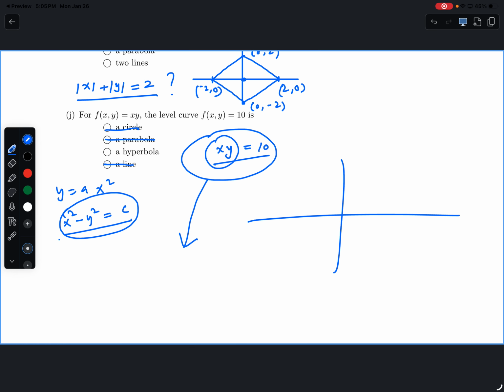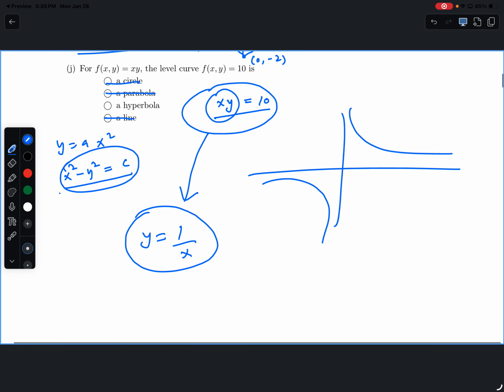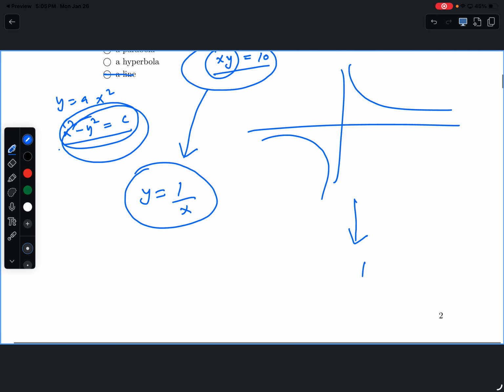I think you know this function, because it is y is equal to 10 over x. If you don't know it, I think at least you know what the function y is equal to 1 over x looks like. So it's like this one. These are two disjoint curves, and they look like a hyperbola. What is the difference between this hyperbola and this hyperbola? This one is a bit rotated. If you rotate it back, maybe it looks like this one.